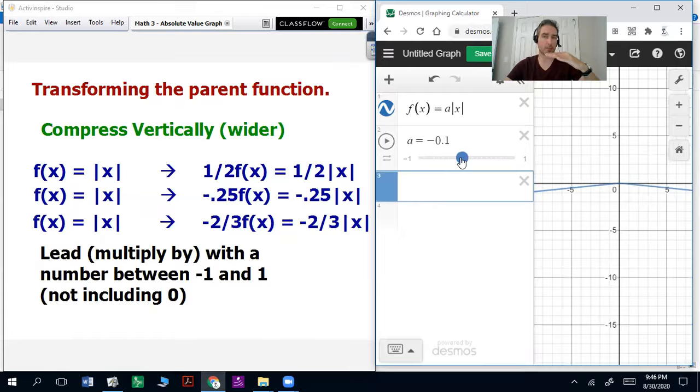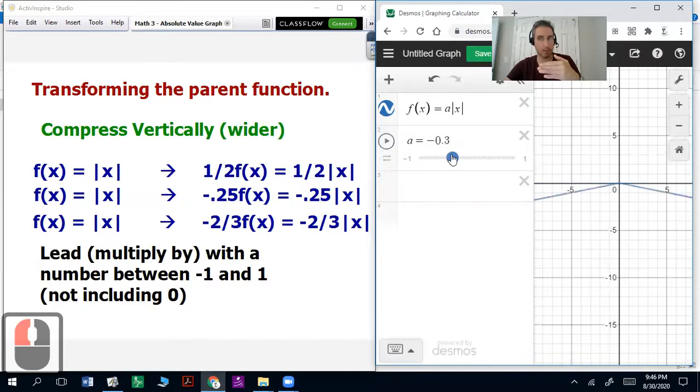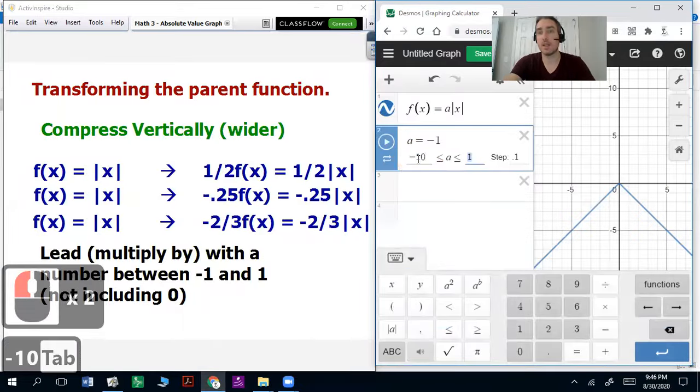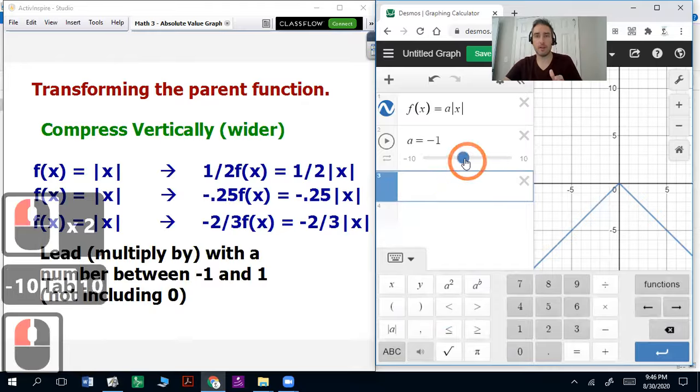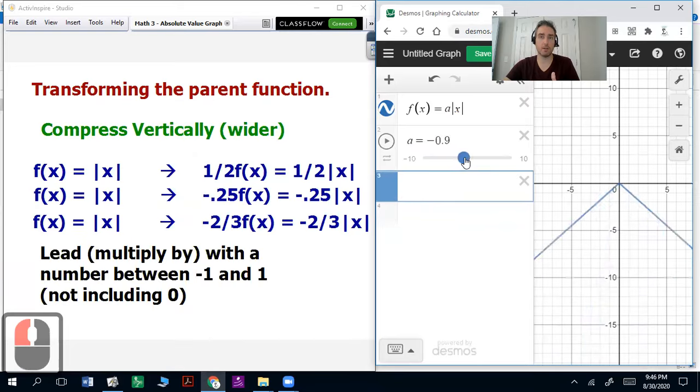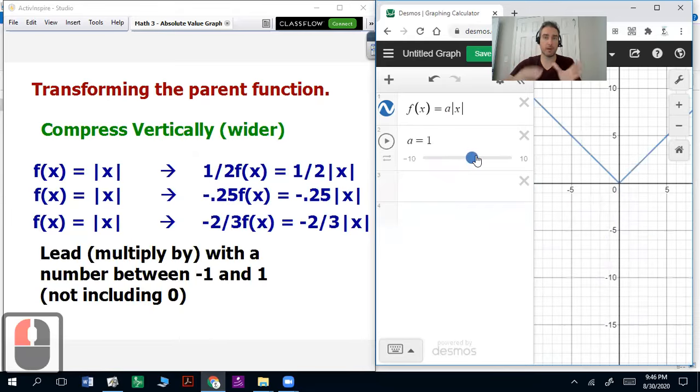Whether it has been reflected, such as this negative indicates, or it's not reflected, it's still a compression until it hits -1. And if I widen that to like -10, then it'll start being a stretch. So -1 to +1, anything between those values, not including 0, because that just cancels everything out, would be considered a compression. Anything outside of those would be a stretch.